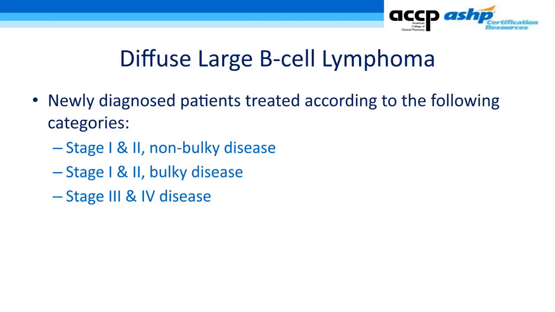So similar to follicular lymphoma, we're going to stratify our diffuse large B-cell lymphoma when they are newly diagnosed into one of three categories. Stage 1 and 2, non-bulky disease, Stage 1 and 2, bulky disease, and any Stage 3 or 4 disease.